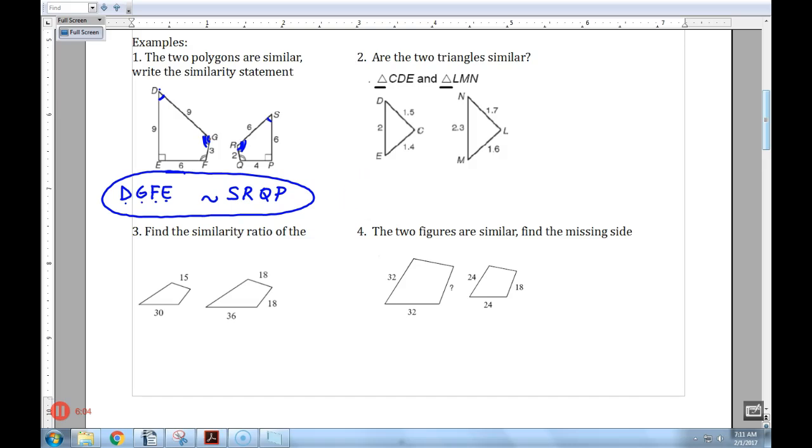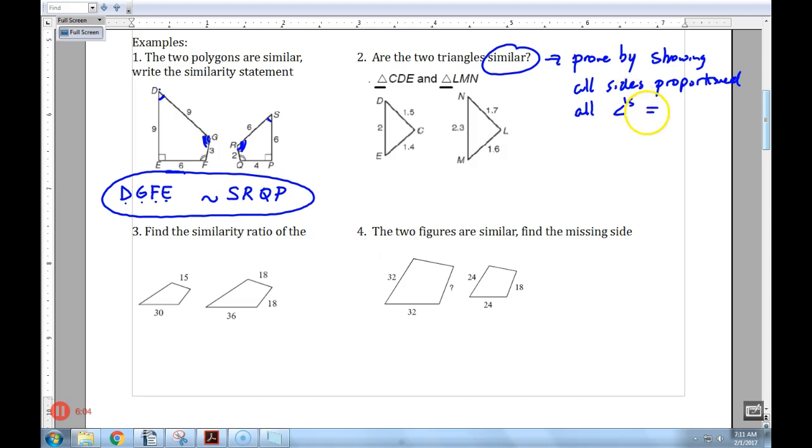Alright, so number 2, are they similar? Well, there's only one way to prove this. I have to prove by showing that all sides are proportioned, and I also have to show that all angles are congruent, all corresponding angles. And we're going to assume the angle part because it doesn't look like they're labeled up here, but I'm going to assume that D matches up with N, and C matches up with L, and M matches up with E. But now let's check the sides. So let's put the sides in proportion.